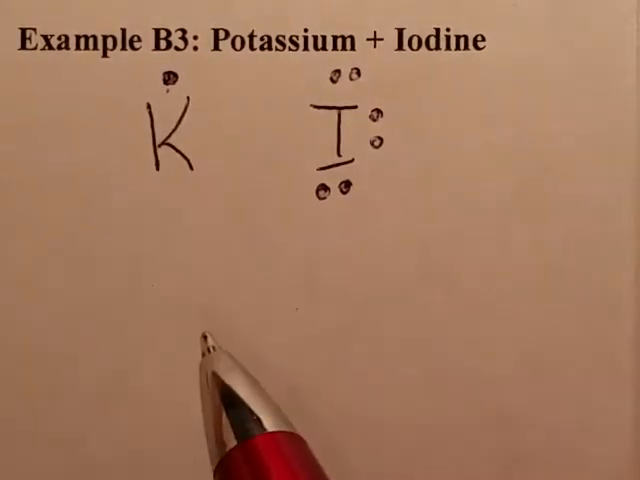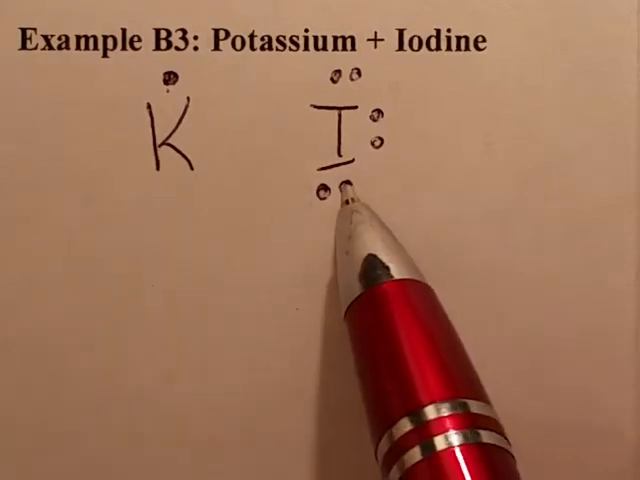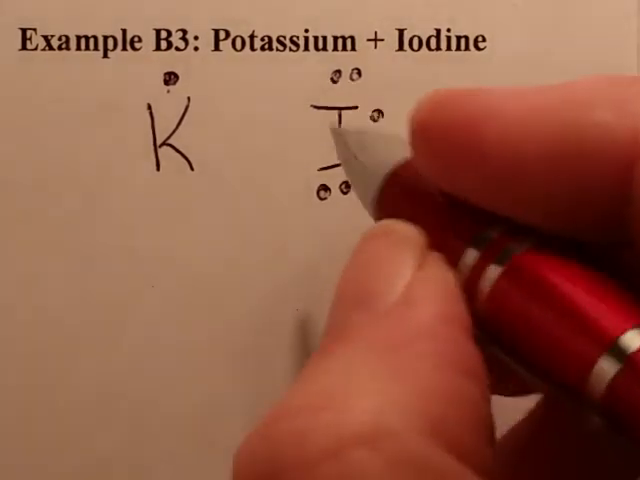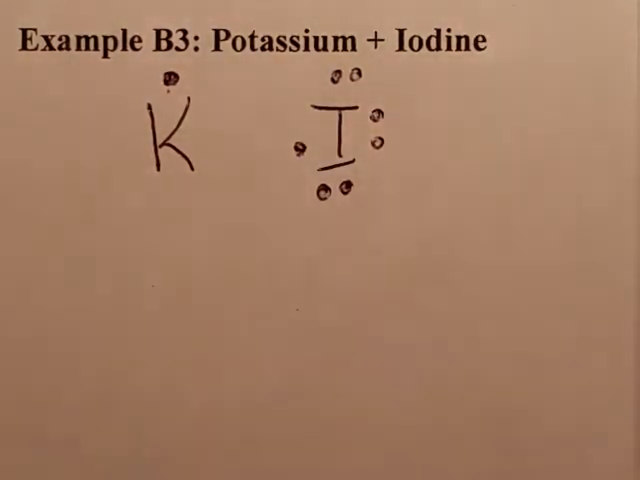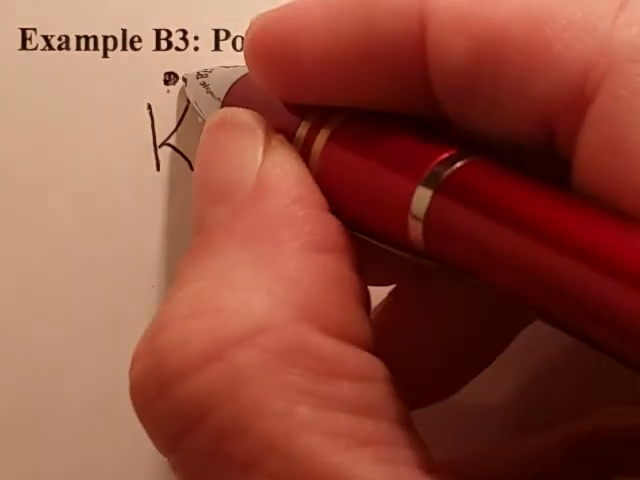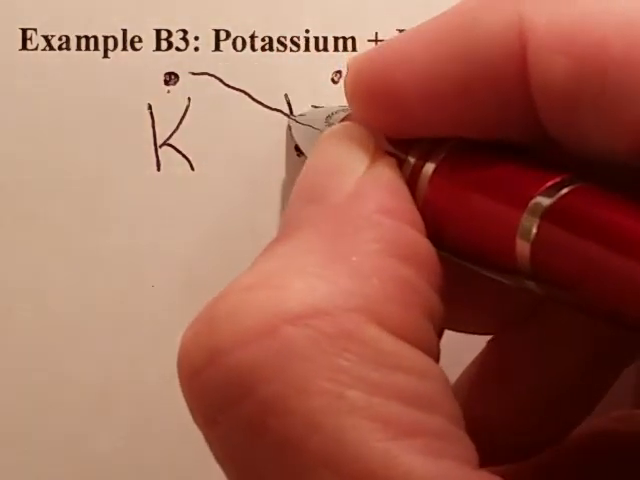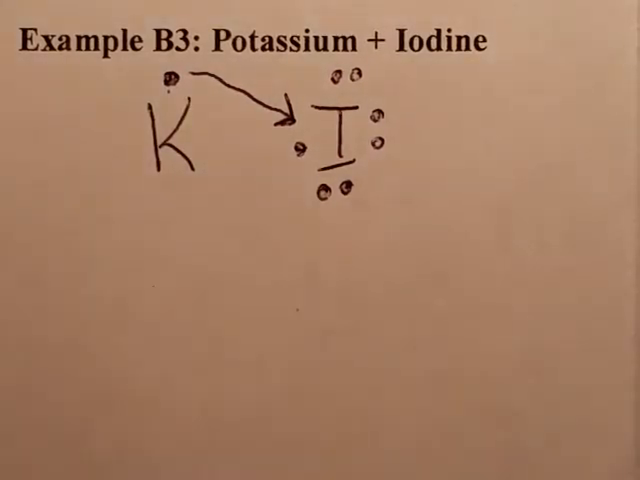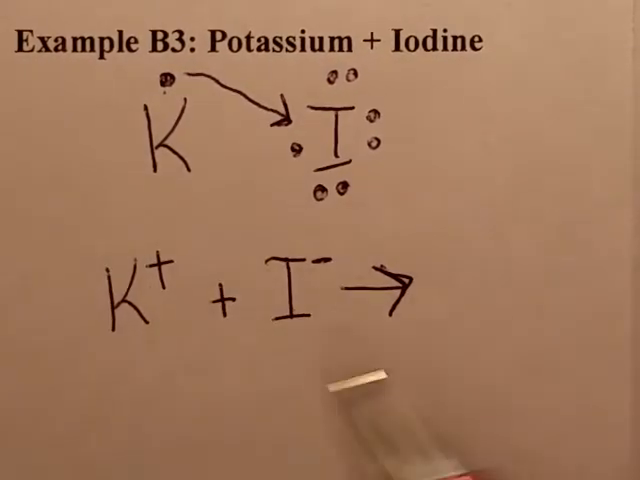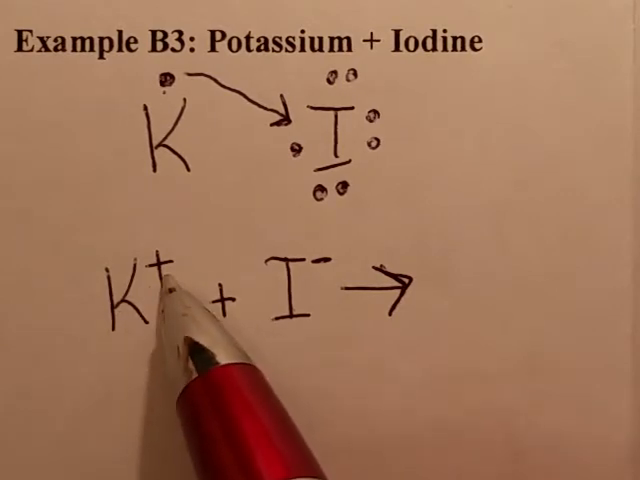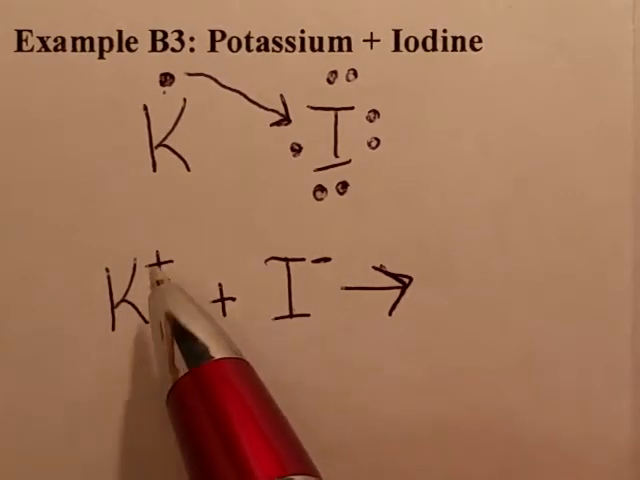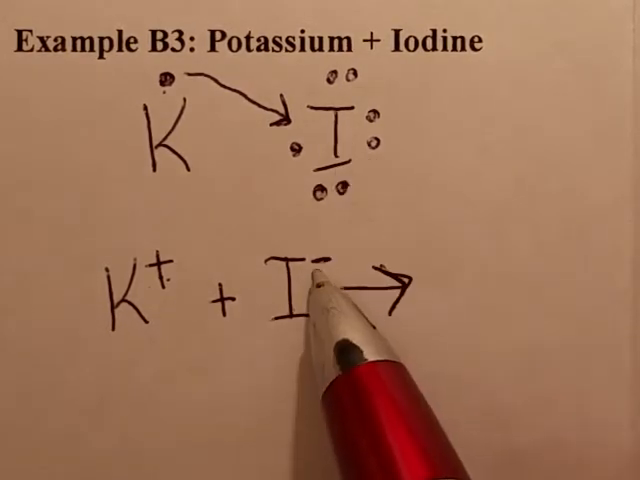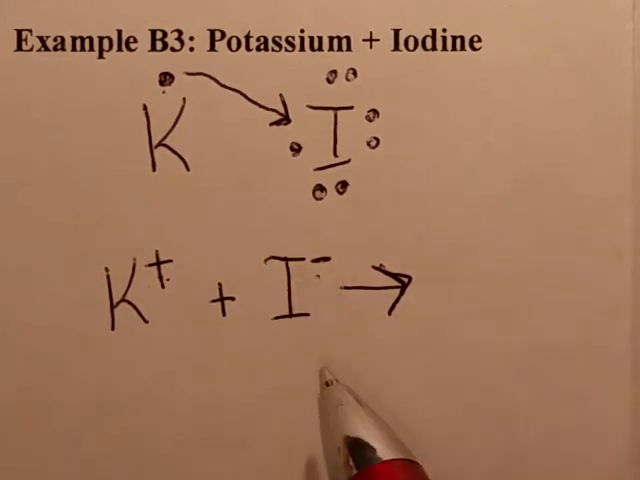Potassium has 1 valence electron in group 1. Iodine has 7 valence electrons in group 17, and we know that potassium is going to lose this 1 electron to iodine. So in potassium we have the oxidation number of +1, and in iodine we have the oxidation number of -1. But remember, the 1s are implied.